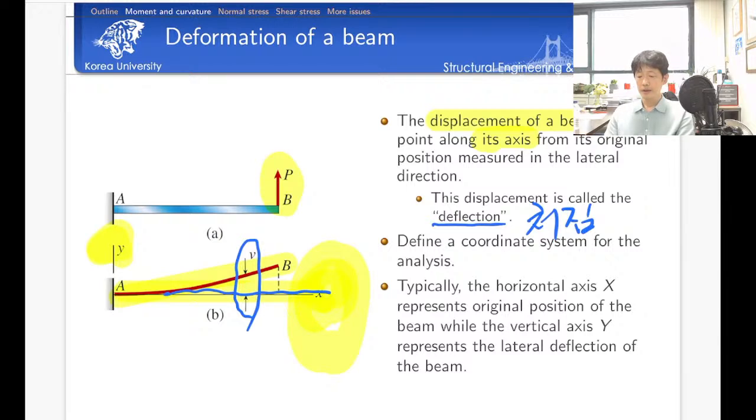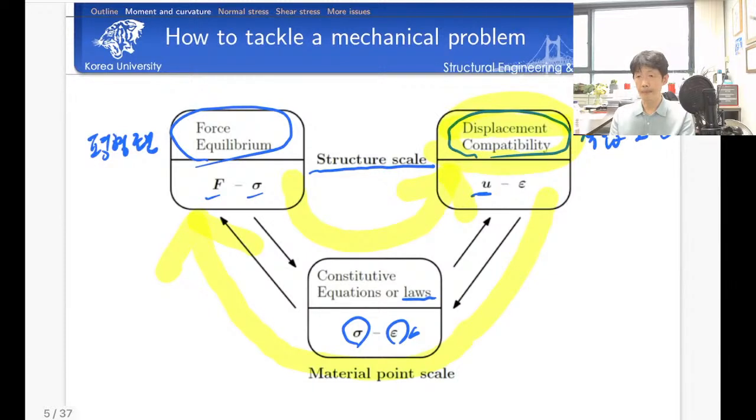Okay, typically the horizontal axis represents the original position of the beam, while the vertical axis represents the lateral deflection of the beam, as I told you. Okay, say if you have a loading here, according to my choice of coordinate system, and then we have certain deformation. So according to my map, first I'd like to define the displacement field. We'd like to measure the displacement by the deflection.